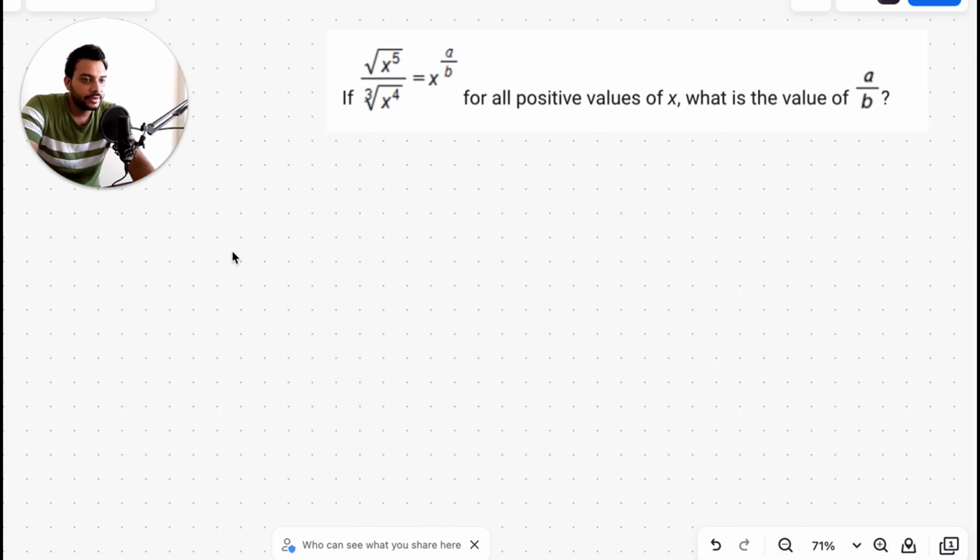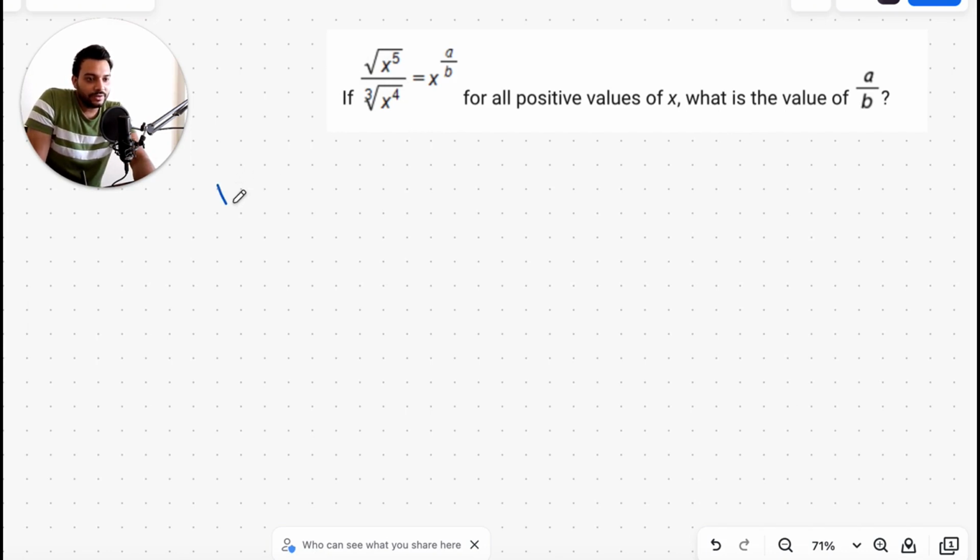There is this expression: the square root of x raised to the power 5, divided by the cube root of x raised to the power 4, is equal to x raised to the power of a upon b, for all positive values of x. What is the value of a upon b? The expression does look intimidating, I agree, but we have to stick to the rules of exponents and we will be able to sail through easily.